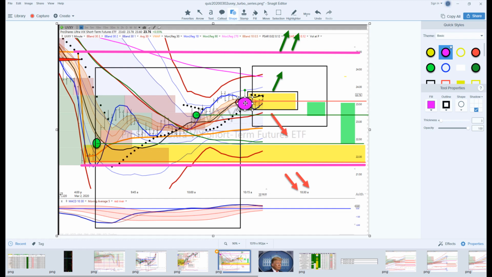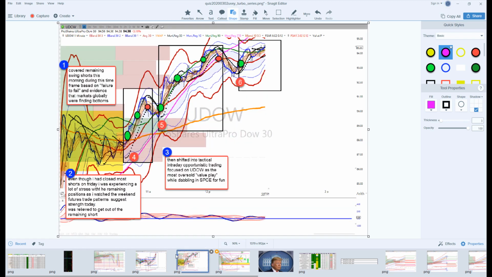So that was the early trade in UDOW. I'm sorry, in UVXY, I should say. All right, so this one is important. This was the psychological state management of the day. So it started off, point number 1, in this yellow box right here.